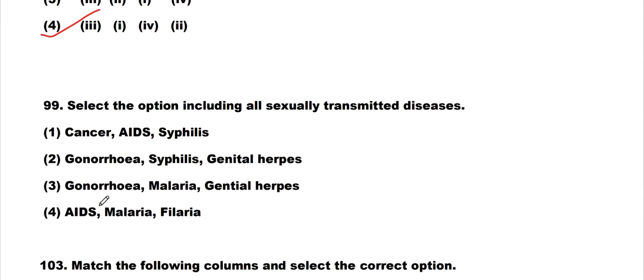Next, question number 99. Select the option including all sexually transmitted diseases. Simple, just by seeing the options you'll get it. Cancer cannot be. Gonorrhea, syphilis and genital herpes. Your answer will be 2. Malaria cannot be. So your answer is 2.